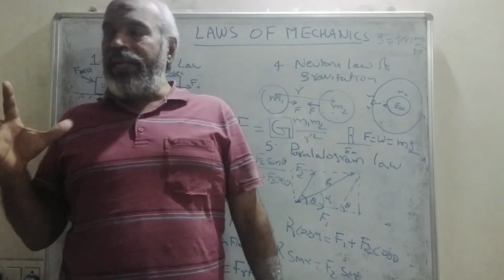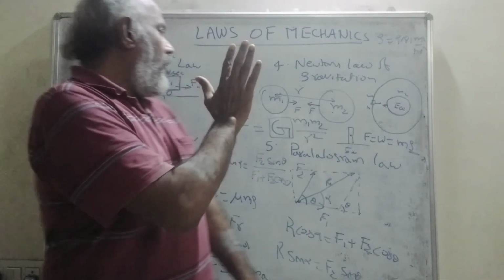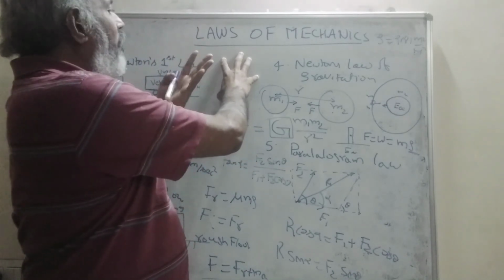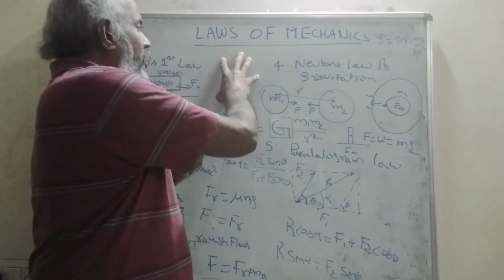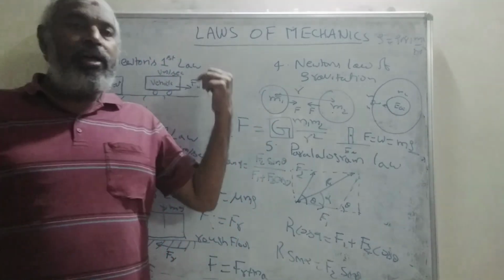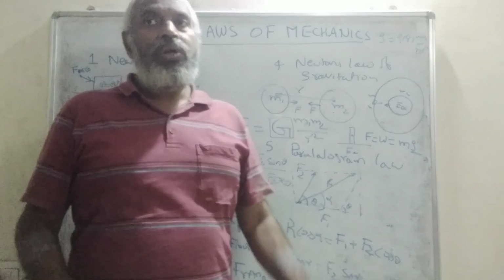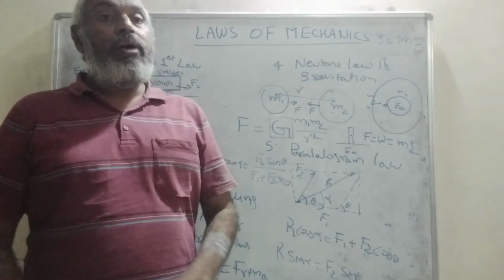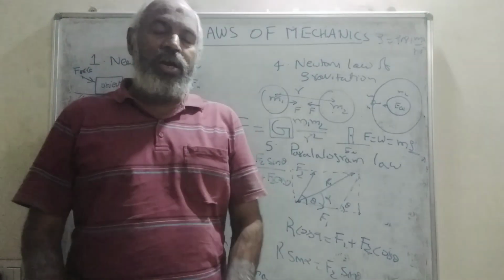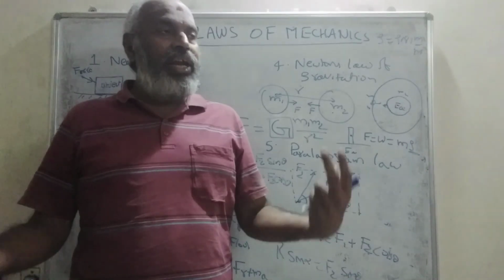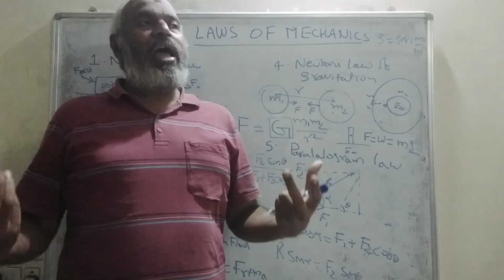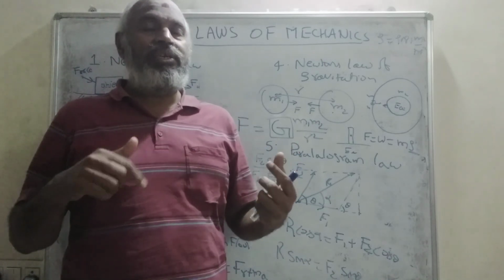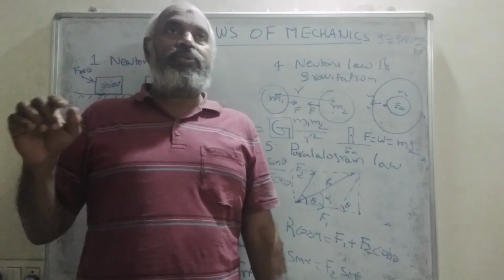That means whatever force I apply on this board, an equal and opposite force will be exerted by the plane. That is Newton's third law of mechanics. And the fourth one is Newton's gravitational law. This law says that any two objects in space will have some attraction force between them, and this attraction force is nothing but the universal gravity constant into m1 and m2 by r square.